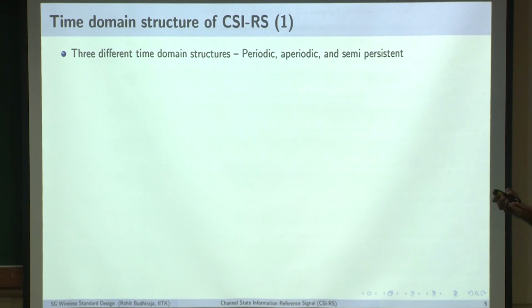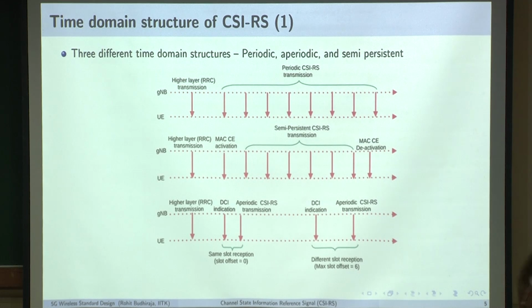So you can configure them in 3 different ways, and those 3 different ways we discussed in the context of SRS: periodic, aperiodic and semi-persistent. You will see the same structure. For periodic CSI-RS transmission, RRC configures it, and that is the periodic CSI-RS transmission.